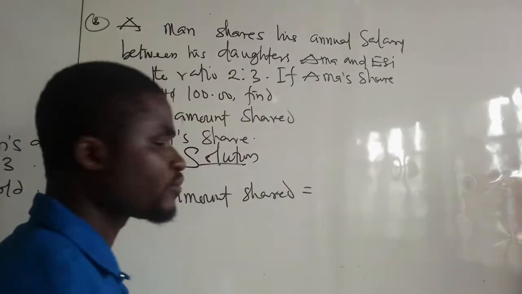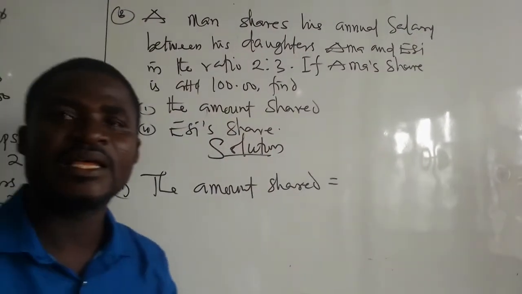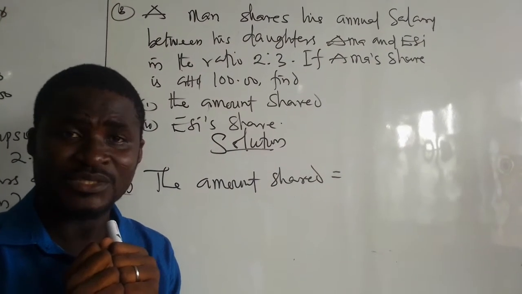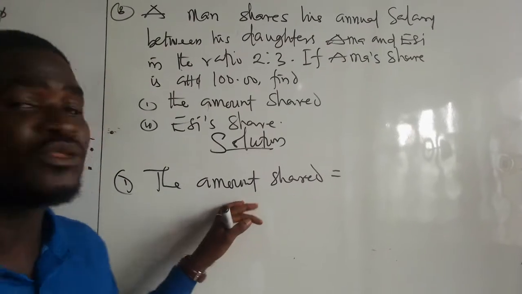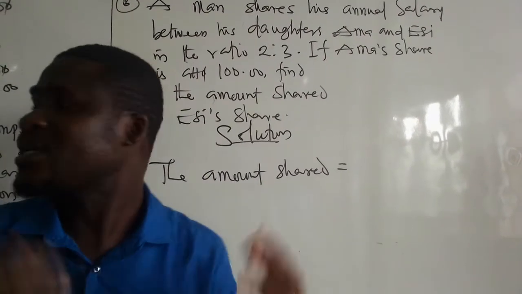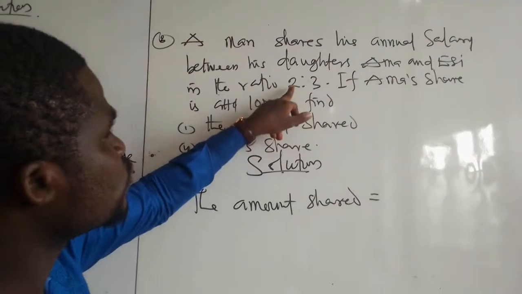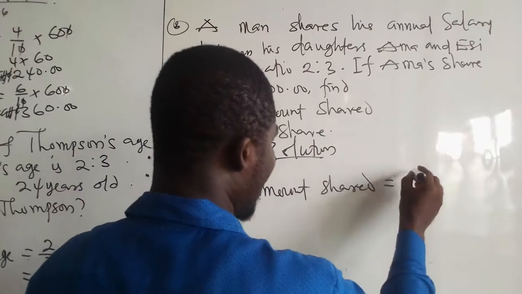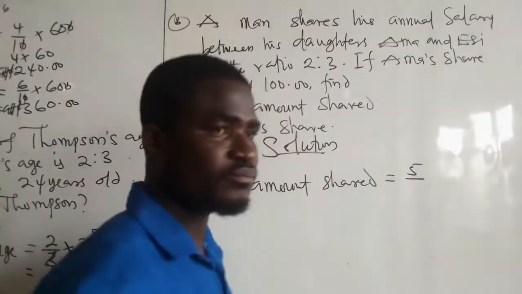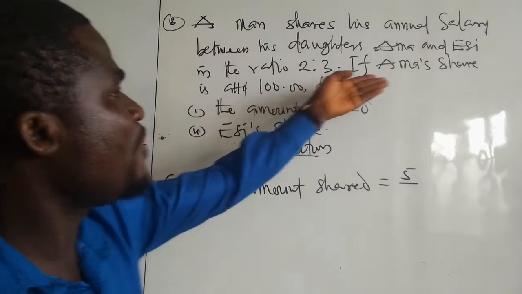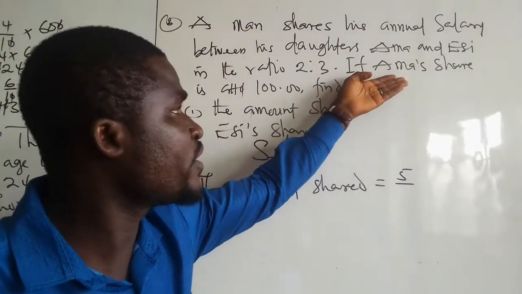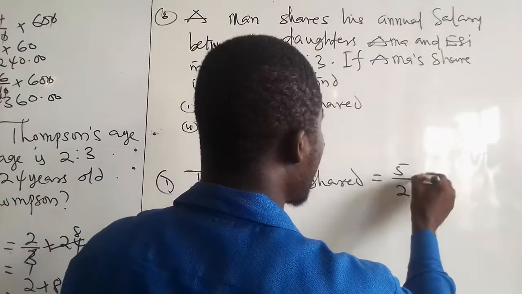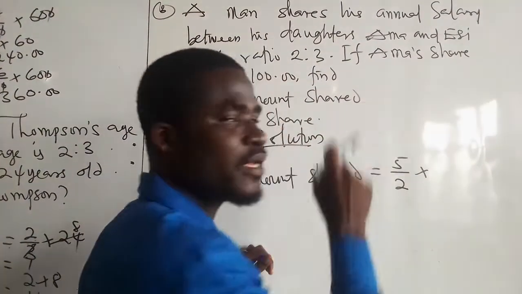the amount shared is equivalent to the total ratio. So take note. The amount shared is equal to what? The total ratio. Now, what is the total ratio here? The total ratio here is 2 plus 3, which will give us 5. So, 5 out of Amber's ratio. What's Amber's ratio here? Amber's ratio here is 2. So, 2 times Amber's share.